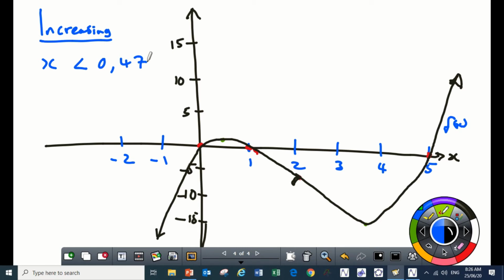Then, when it gets here, it starts to decrease, which means the gradient is becoming negative. When you get to the turning point here, the gradient becomes 0. After this turning point, it starts to increase. So we need the x value here, which is 3.53. So when x is greater than 3.53, the graph is an increasing function. Okay? Then, for what values of x is it concave down?